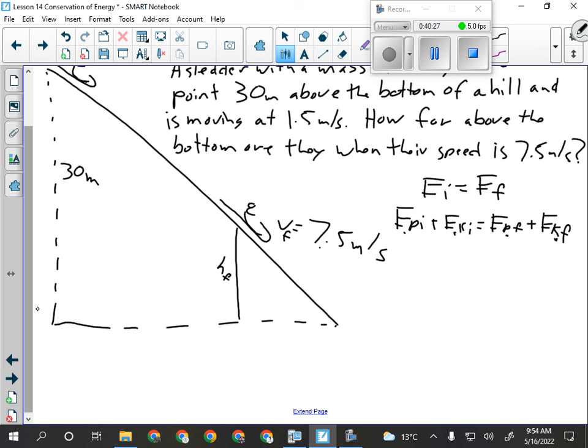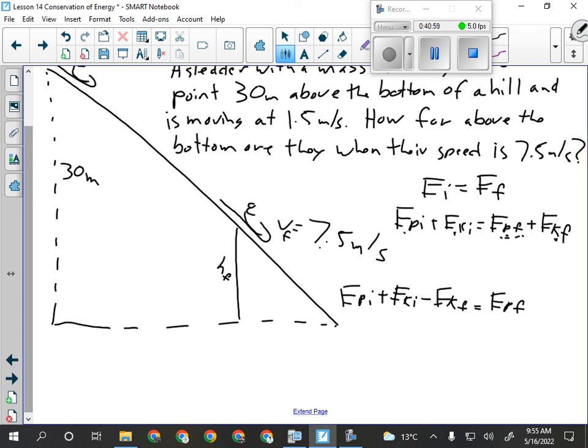Which one of those terms will that be part of, Ethan? Energy potential final. Right, the final potential. So what I'm going to do right now, before I do anything else, is isolate the final potential energy. How do I do that? Subtract the final kinetic. So I'm going to be looking at initial potential plus initial kinetic minus the final kinetic equals the final potential.